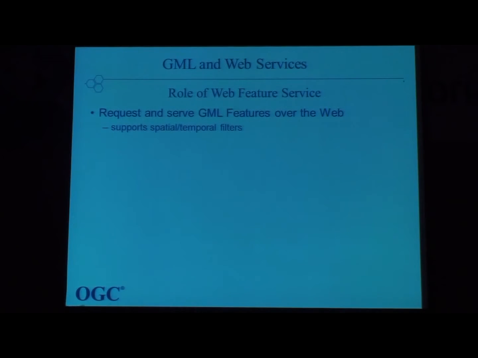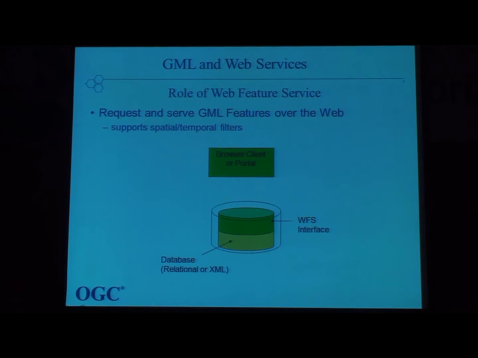Okay, the role of the web feature service. I'll go into a few more details here. Basically, it is to request and serve GML features over the web. It supports spatial and temporal filters, so you can request roads and buildings by a bounding box or within some containing polygon, or even by time, so in some temporal period. So, if you have a browser client, you can request through a WFS interface and get data from a database behind it. In this case, relational or XML is what I'm showing behind the WFS interface. Taken together, that's what we commonly refer to as the WFS, with the database behind it.